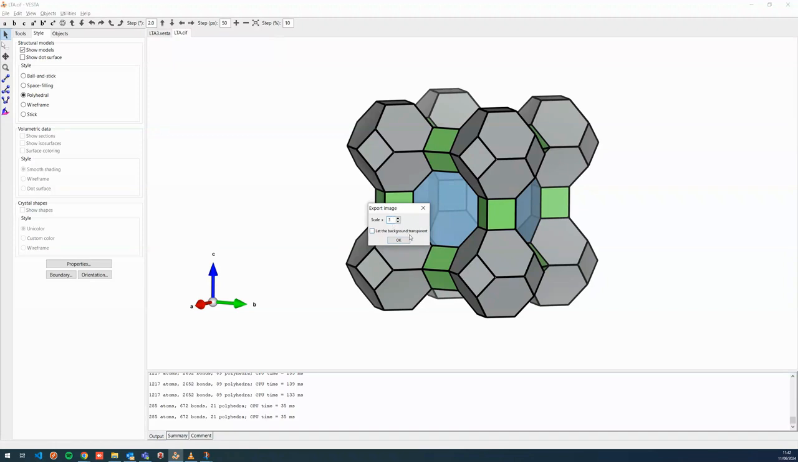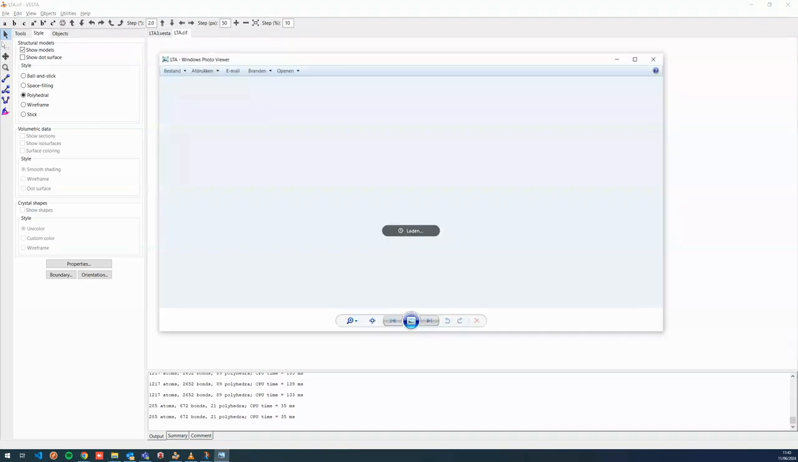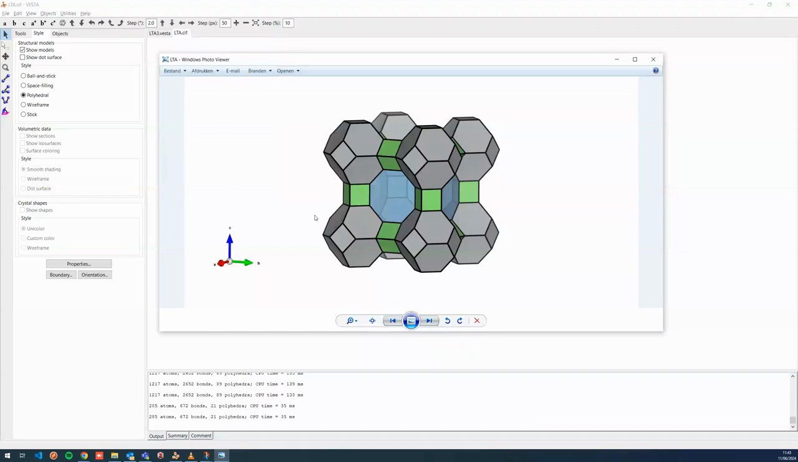In addition, the background transparent option doesn't really work, so I don't check it. So I use scale 3, and if I now press OK, it will generate a picture. Give it a second. There you go. And you have to believe me on this, but the file is already close to 60 megabytes, and you get this file. And now, if you're happy with the figure, you can use it.